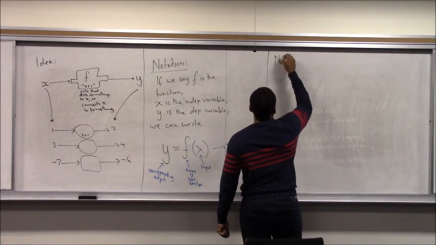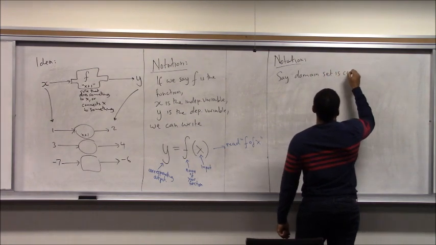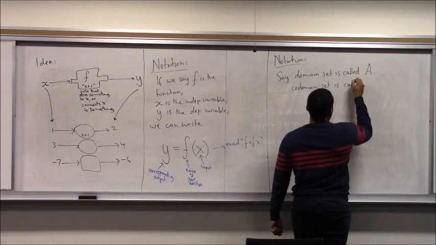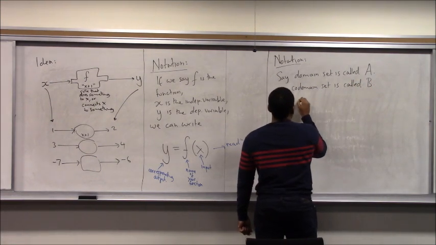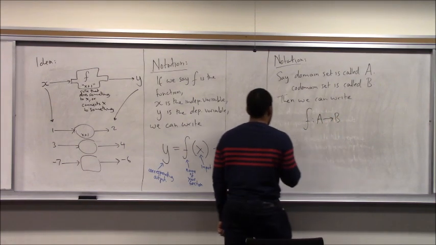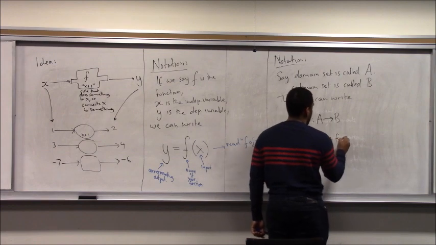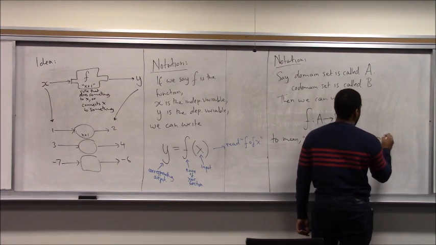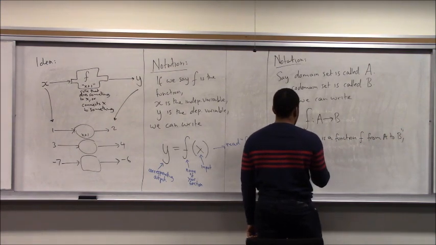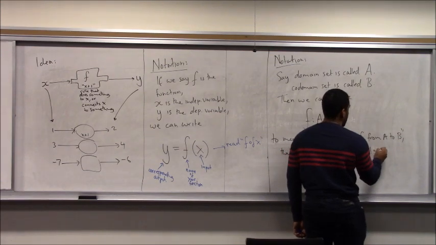Another notation. Say the domain set is called A, and the codomain set is called B. Then we can write f: A → B to mean there is a function f from A to B, that is, f takes elements of A and assigns them to elements in B.